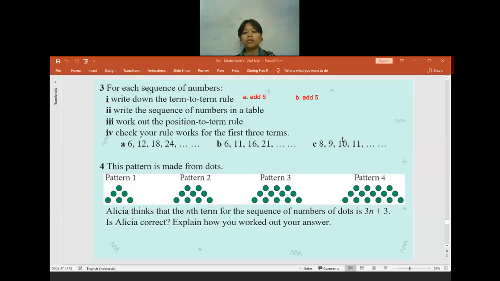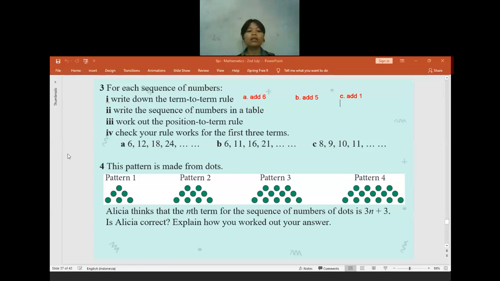Okay, so now we can continue to question C. What is the term-to-term rule in question C? It will be add 1. Okay. Is there anyone who is confused? For finding the term-to-term rule, no one is confused. Okay, if no one is confused, now we have to write the numbers in the table.